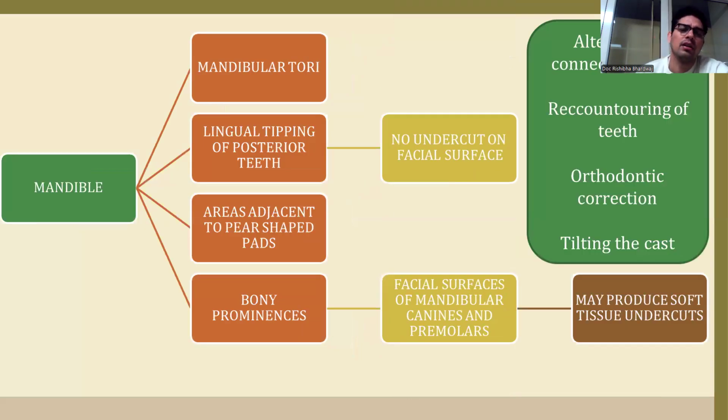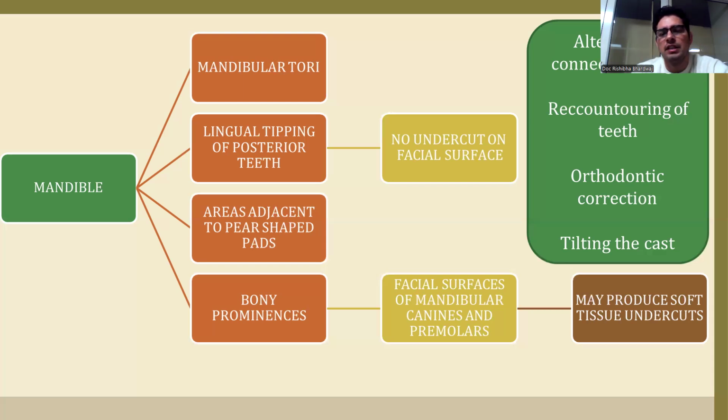In case of mandible, interference can be in the form of mandibular tori, lingual tipping of the posterior teeth, areas adjacent to the pear-shaped pads, and the bony prominences. In case of lingual tipping of the posterior teeth, there is no undercut on the facial surface. In case of the bony prominences, these are on the facial surface of the mandibular canines and premolars. Alter the major connector design, recontouring of the teeth, orthodontic correction can be required sometimes. Tilting of the cast is one of the options.